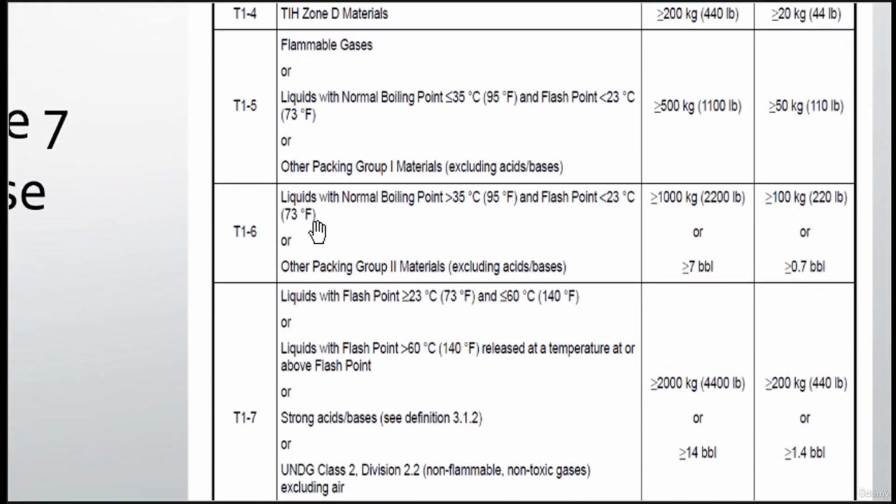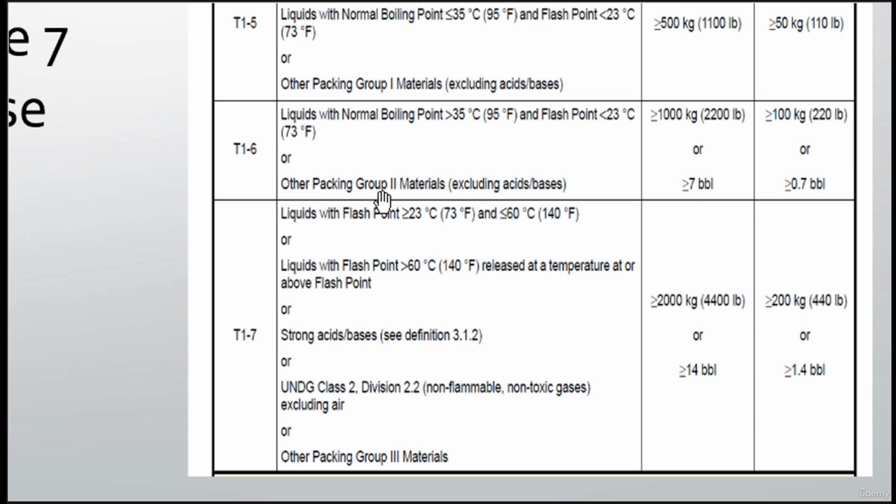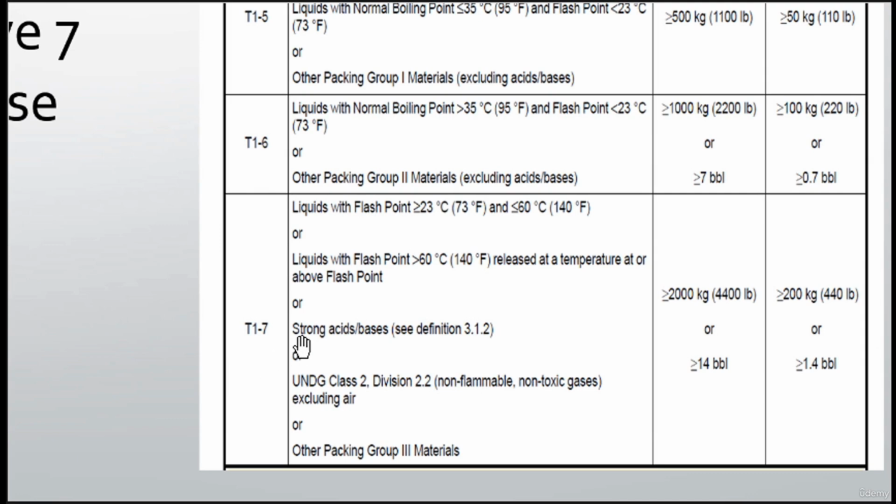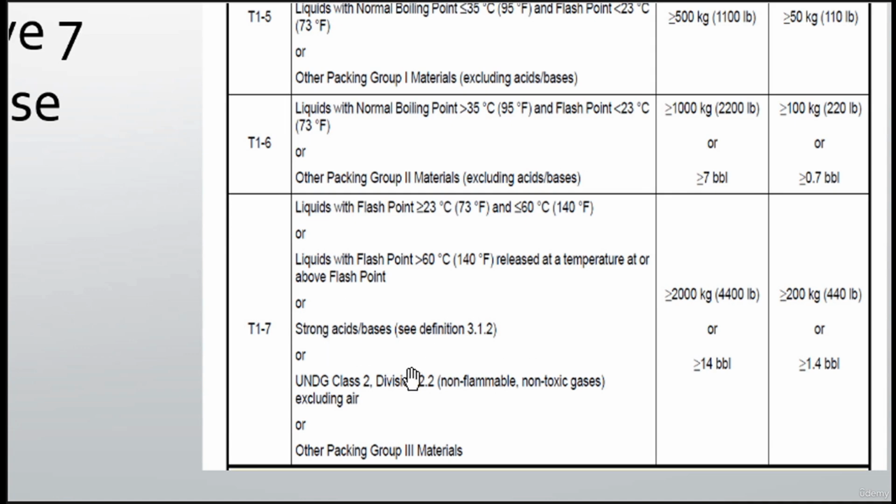Tier 1 level 6 will be liquids with normal boiling points more than 35 degrees centigrade and a flash point lower than 23 degrees centigrade, or other packing group level 2 materials excluding acids and bases. The last one, Tier 1 level 7, will be for liquids with flash points above 23 degrees centigrade and below or equal to 60 degrees centigrade, okay? Or liquids with flash point above 60 degrees centigrade released at a temperature at or above the flash point. Or strong acids and bases, we will see the definitions.